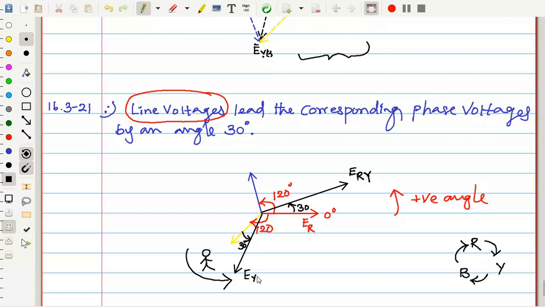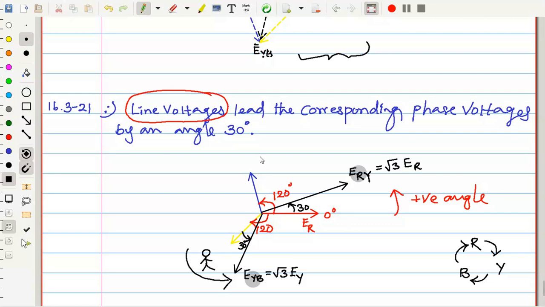So here, Y to B line voltage. What is the magnitude? Root 3 times the phase voltage. What is the phase voltage? EY. So always remember, concentrate on this first letter, that is Y. Here the first letter is R. So these are important. Now here your voltage is equal to root 3 times the voltage of the first corresponding letter. However, it is balanced, so in the balanced case all are equal, so no issue.